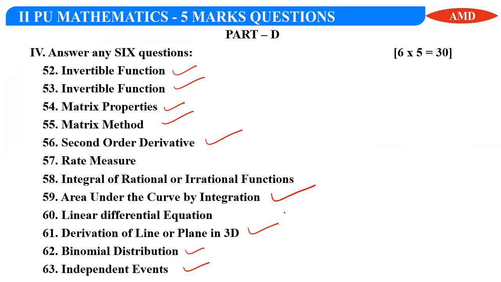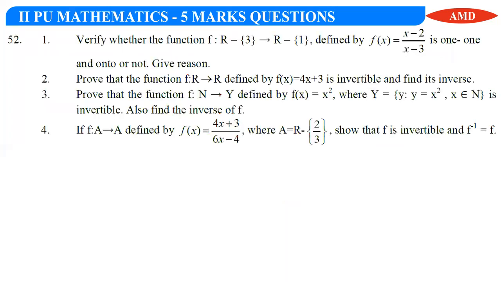Let's now go through each one of those questions one by one, and let me solve 1 question each from these. The first question is the 52nd question. Here, either you will be asked to verify or to prove the function is 1-1 and onto. Let me try the first question. So what do we mean by a 1-1 function?